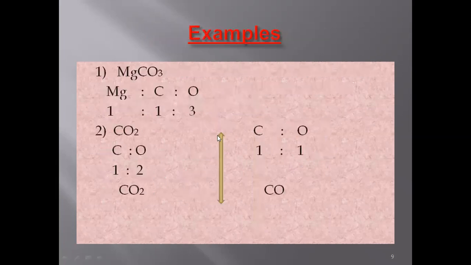The second example of a molecular formula is magnesium carbonate. Magnesium carbonate has the elements magnesium, carbon, and oxygen. Again, the combining ratio is 1:1:3. If nothing is written along the symbol, it means it has one atom. Now look at the next example, carbon dioxide. This compound is made up of carbon and oxygen, and their combining ratio is 1 and 2.